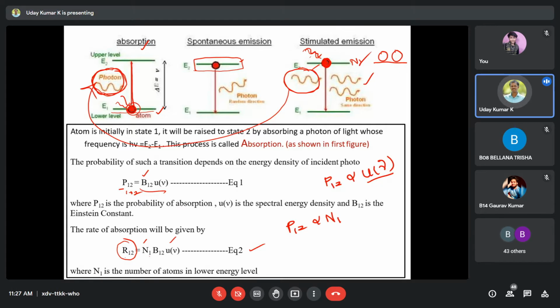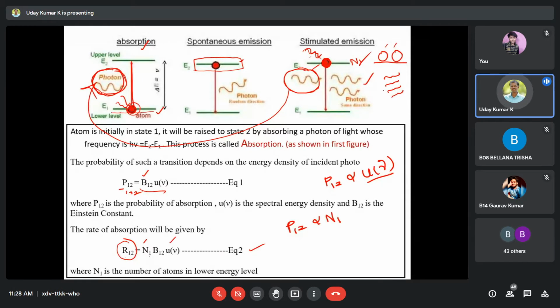How many photons will be released at this time? If these two photons interact with the two more atoms in the higher energy level, how many photons are going to be released now? 4, exactly, right? Each one has 2 now. So a total of 4 photons will be released.